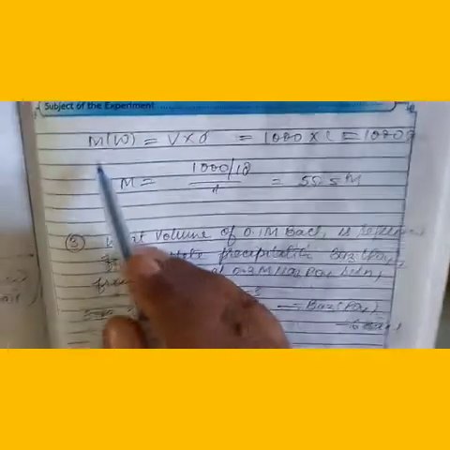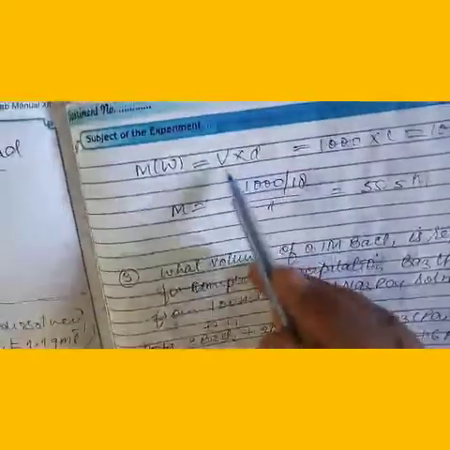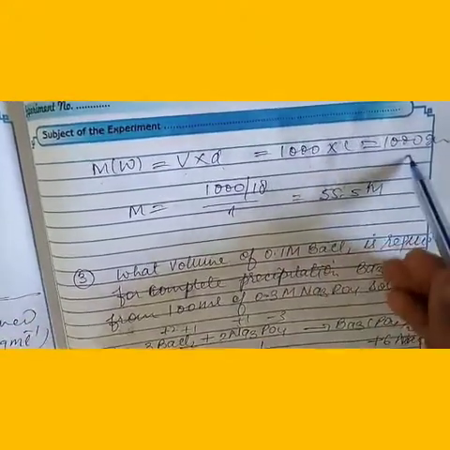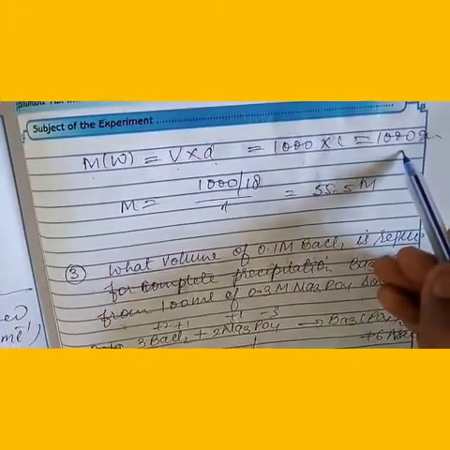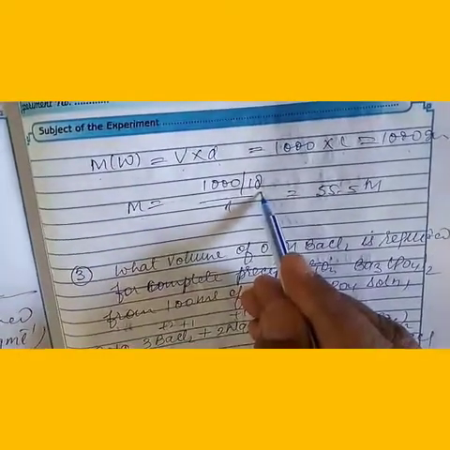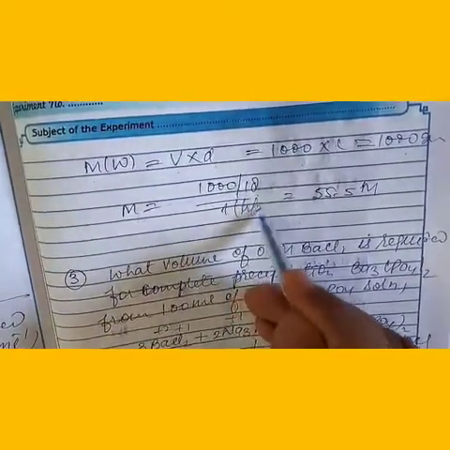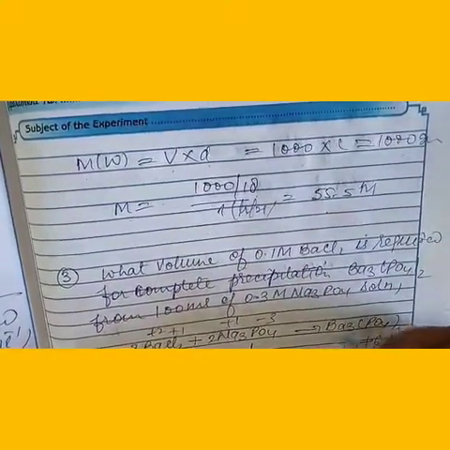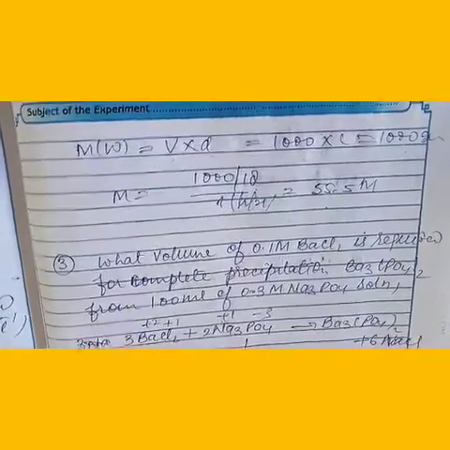So the formula is mass, means weight, is equal to volume into density: 1000 ml into 1, means this is 1000 gram weight of water. So the molarity is 1000 upon molecular weight 18, upon 1 liter. So the molarity is coming 55.5 molarity. Now after that we are coming to the next question.